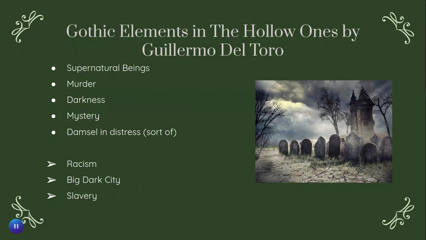And then some of the subgenre elements is obviously the racism and the slavery. Well, not really slavery, but the Jim Crow laws and the effect of slavery when talking about Solomon and his storyline, and then the big dark city of New York, New Jersey area in the Odessa storyline.